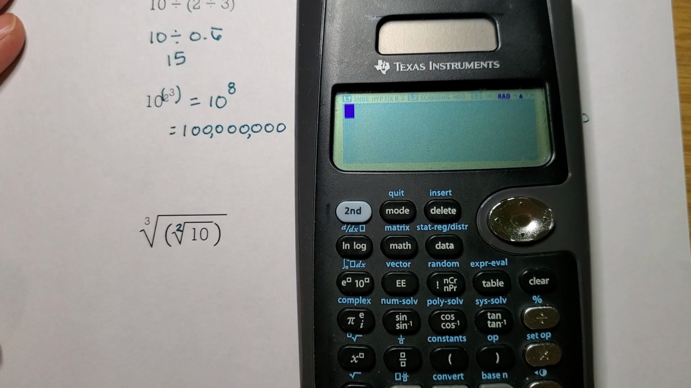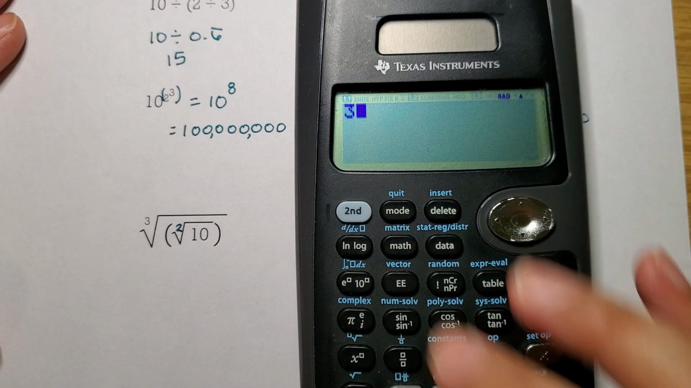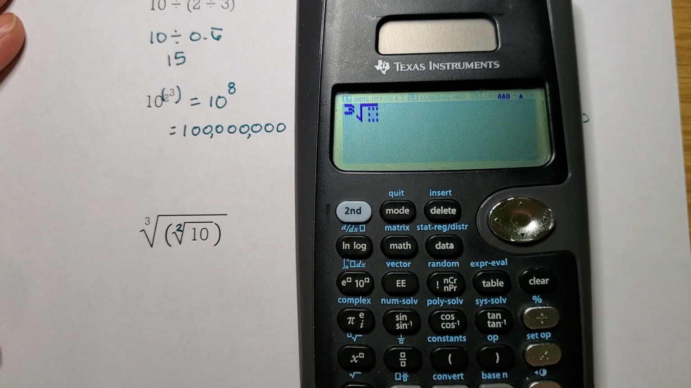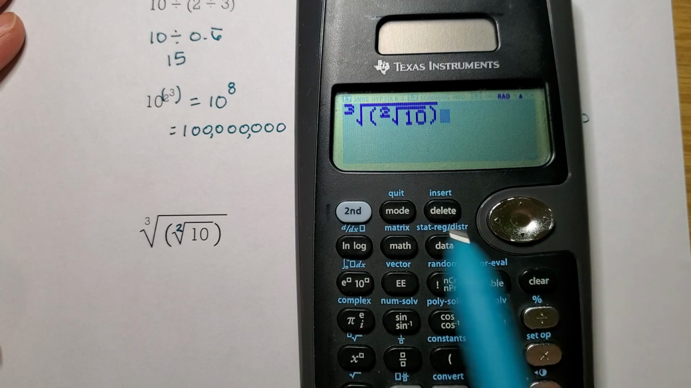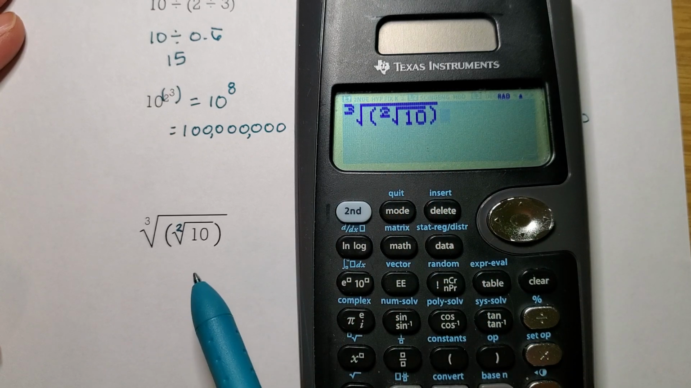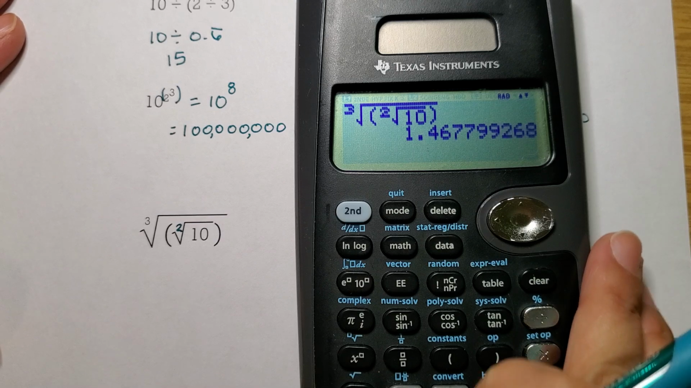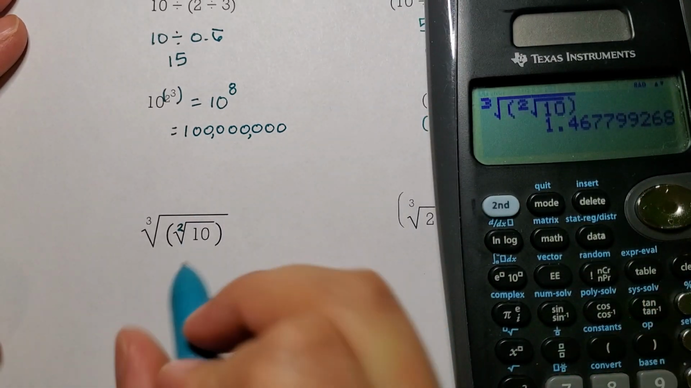And this one, I'm just going to type the whole thing in my calculator because I think this is going to get pretty hairy. So I have the third root of, in parentheses, oops, I want the second root of 10, close those parentheses. So what I've got here looks pretty close to what I've got here. Okay, it's about 1.4678.